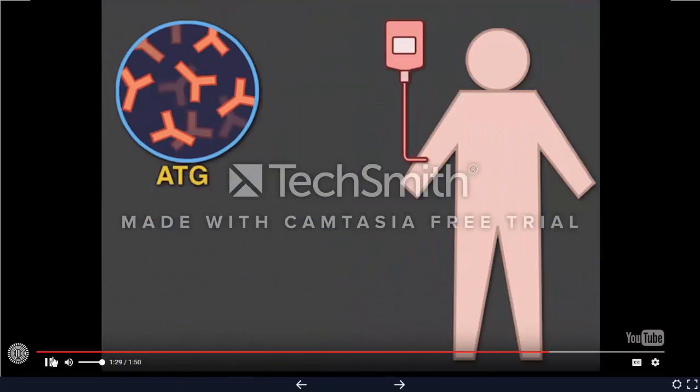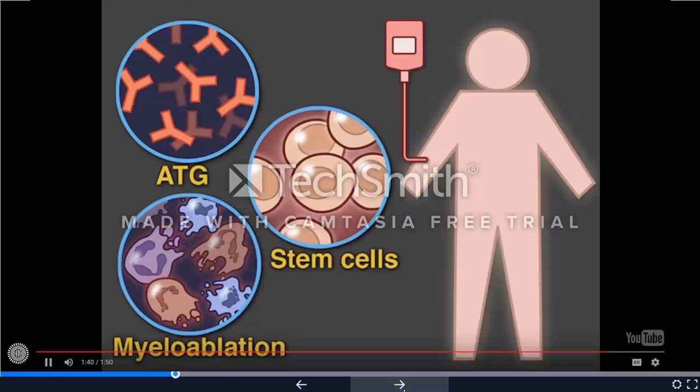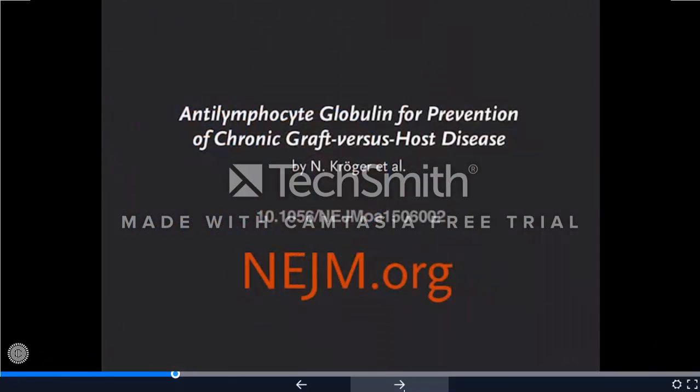The authors conclude that the addition of ATG to the standard myeloablative regimen before allogeneic transplantation resulted in a significant reduction in chronic graft versus host disease without increasing infections or relapses. Full trial results are available at nejm.org.